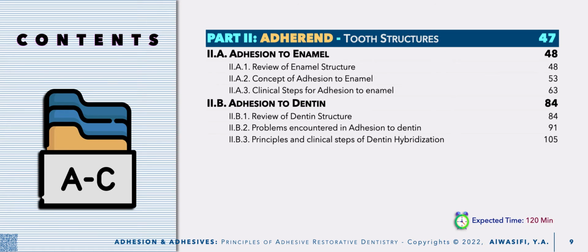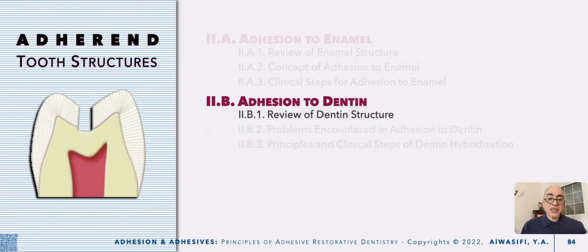Today we will continue in episode 3, the adhesion to dentin. Adhesion to dentin with the same sequence like we discussed for enamel. We will discuss the dentin structure, we will discuss problems encountered in adhesion to dentin, and the principles and the clinical steps for bonding with dentin.